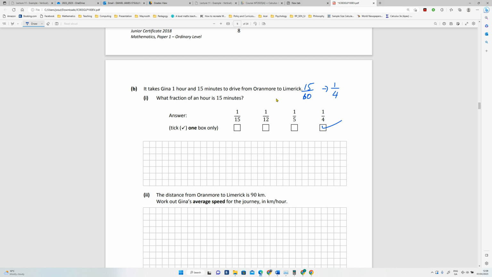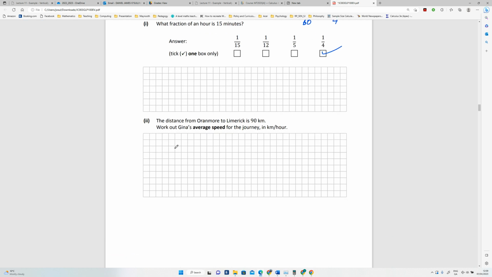So they're literally just asking you what fraction of an hour is 15 minutes. Clearly it's not any of those smaller ones. It was either going to be one of these two. But if you do the basic fraction and simplify it, you'll get a quarter of an hour. And you may already know anyway, common sense might tell you that 15 minutes is a quarter of an hour.